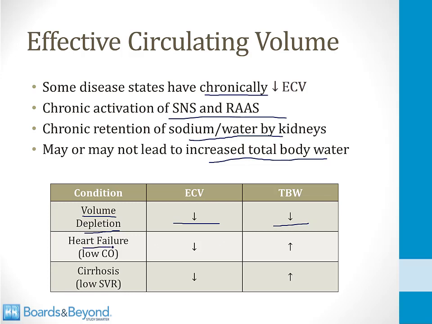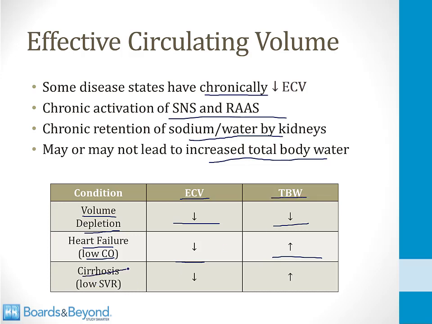In heart failure, the situation is different. Heart failure patients have a low cardiac output that causes a low effective circulating volume. This activates the SNS and RAS systems, which leads to retention of sodium and water. This, however, does not correct the effective circulating volume problem. Because of the heart failure, the ECV remains low, and thus patients with heart failure develop an increase in total body water, but the problem is that the water is in all the wrong places. It's stuck in the venous system, and thus heart failure patients are congested. So the important point here is that in heart failure, there's a mismatch between ECV and total body water. The ECV is low, but the total amount of water in the body is high.